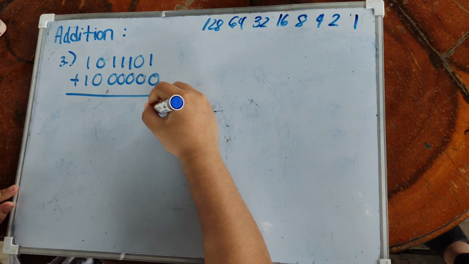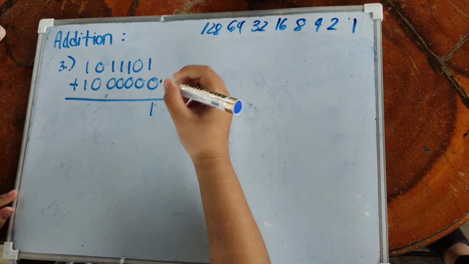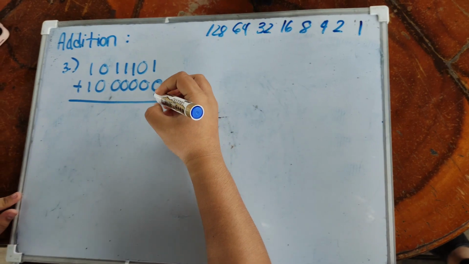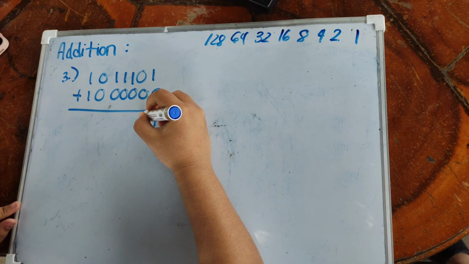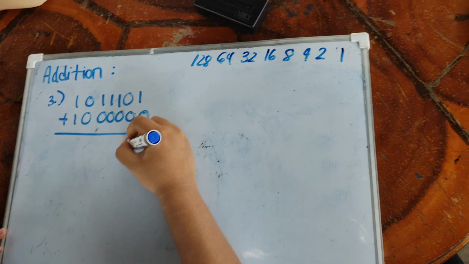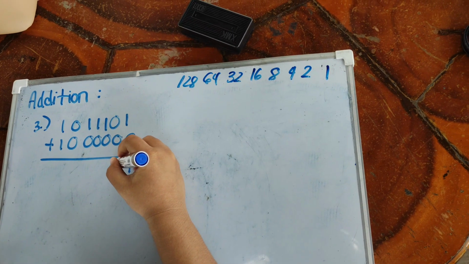1011101 plus 1000000. So first, you add the rightmost bits first. 1 plus 0, we all know that equals 1. 0 plus 0 equals 0.